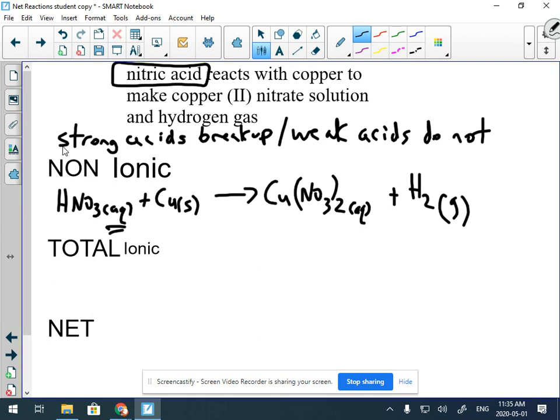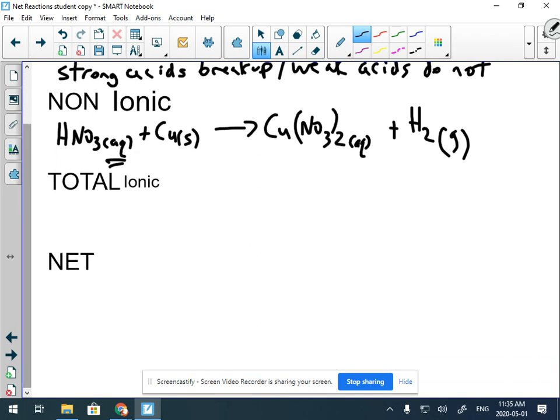So you can always check your acid-base table. Anything above that gray bar, the hydrogens are going to split completely apart from the ion that the hydrogens are attached to. Okay, so in the total ionic, we have to balance this, right? I think we put a 2 there and we're good, right? Yeah. Okay, so now we're balanced.